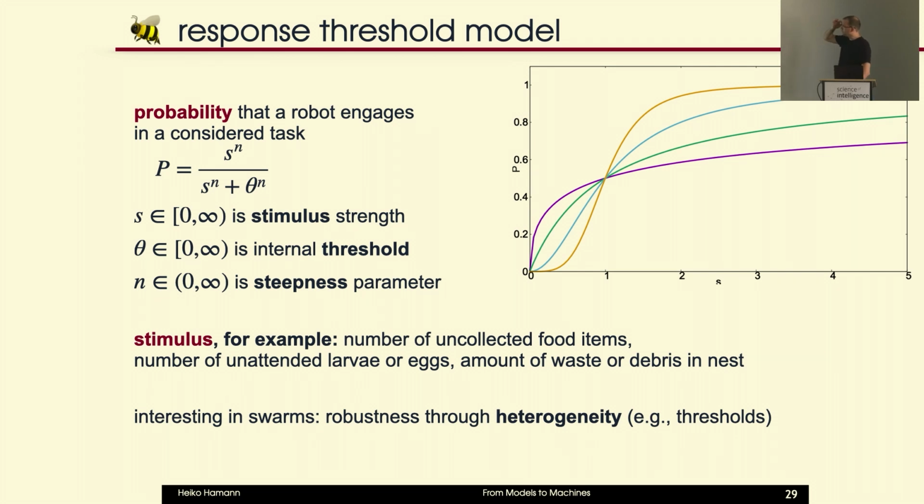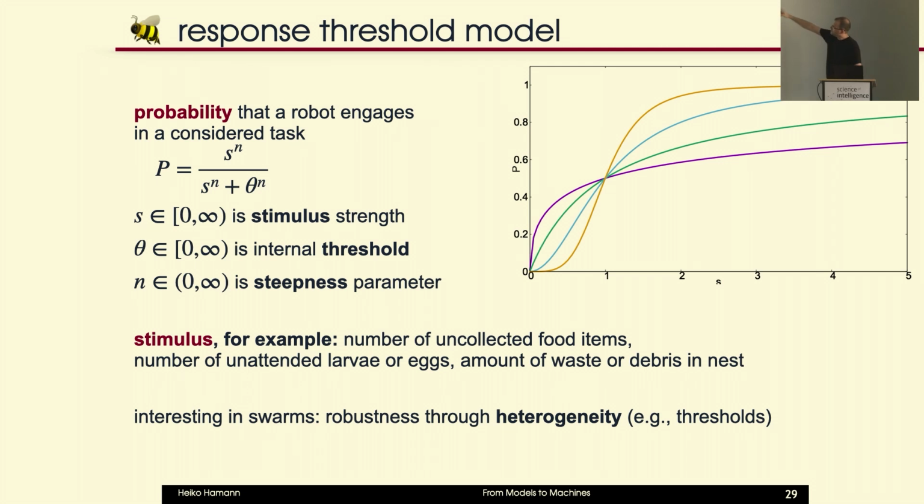And so you have this function, S to the power of n divided by S to the power of n plus theta to the power of n. And so S would be a stimulus, for example, how many busy robots you see around you or something else, or how many leaves are there in the cache. Theta is a threshold, that's a parameter you want to tweak. And n would be the steepness.